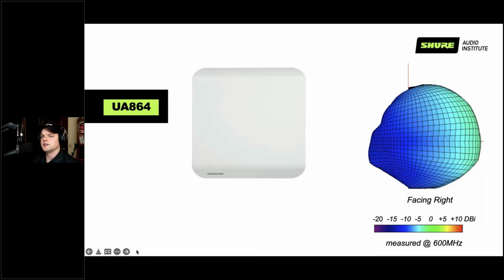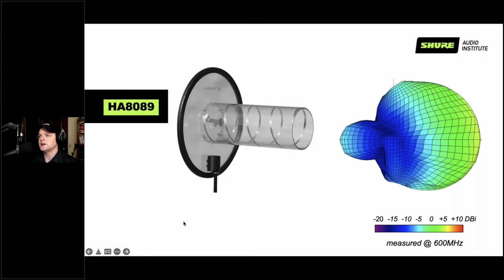No, we're good. Yeah, and that's the UA864. I believe it can be painted too. So if you don't like the color it comes in, or it would fit with your room better, you can paint it. Just make sure you don't use any metallic paint or anything with any kind of metallic substance in it.